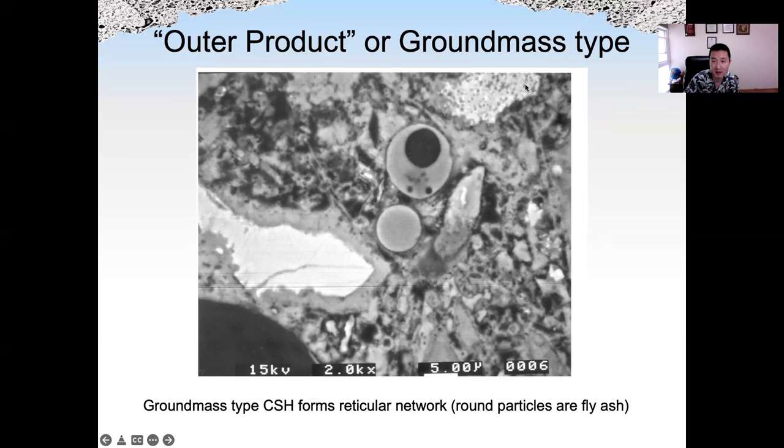So look at the CSH, look at the scanning electron microscope picture. The brightest color will be unhydrated cement. Okay, the black color is empty space, like here and here. CSH is in gray color, and in a moment we'll talk about calcium hydroxide.